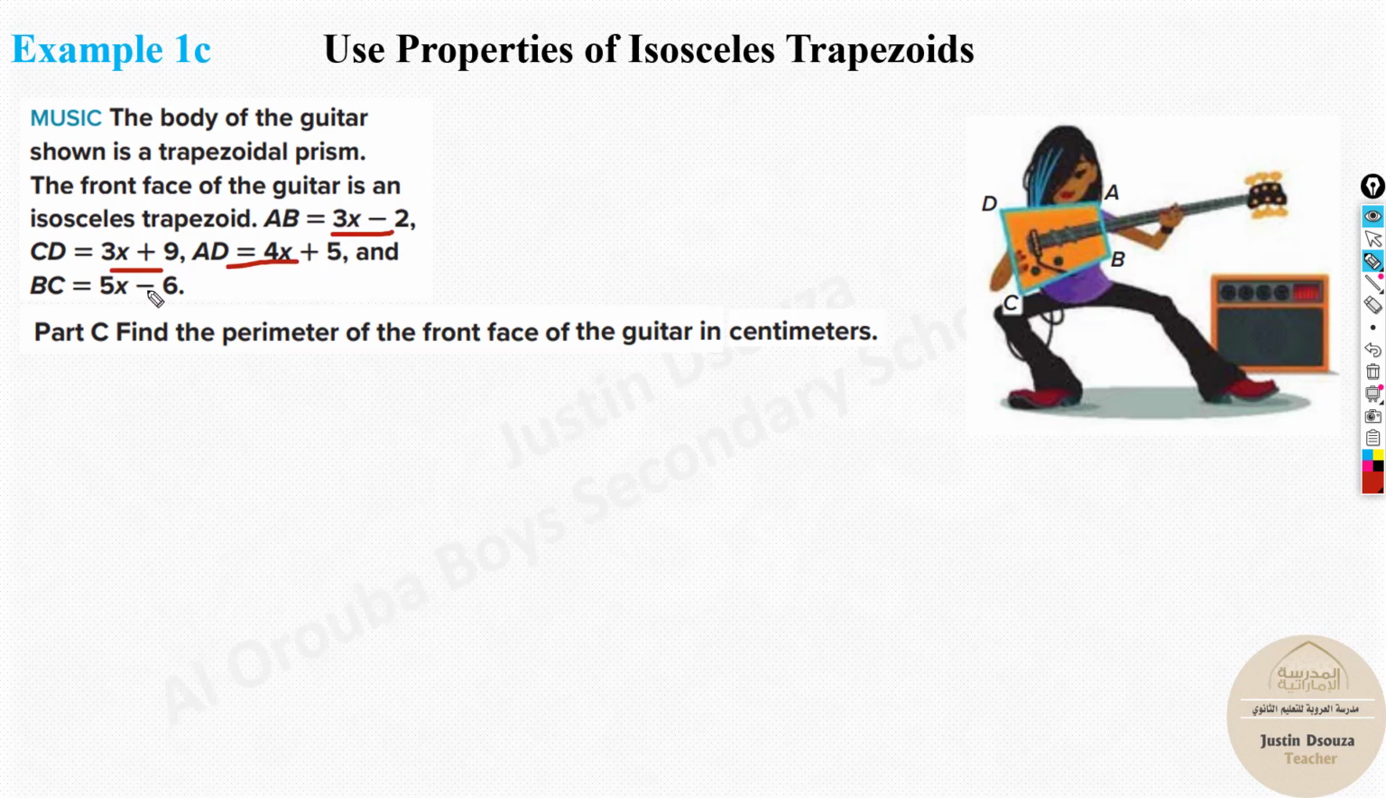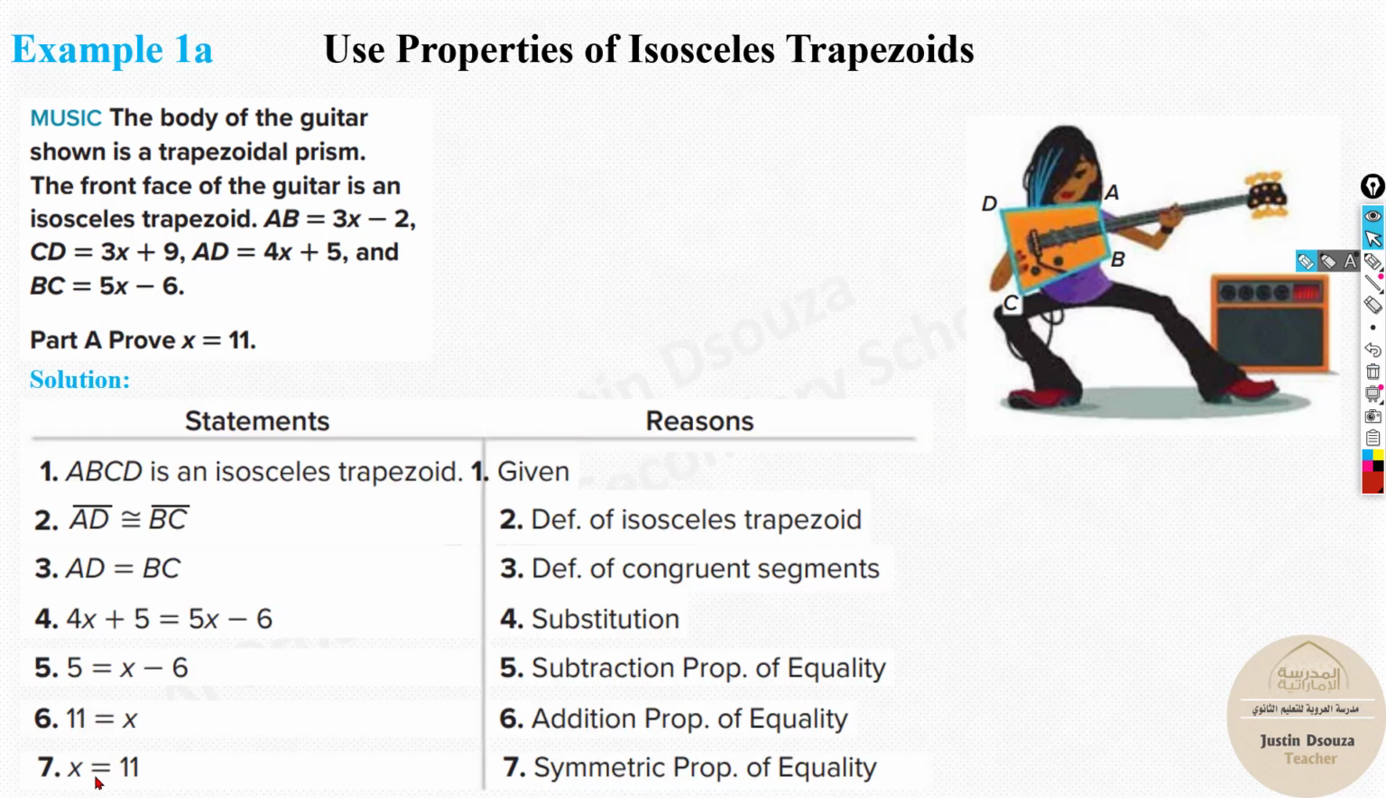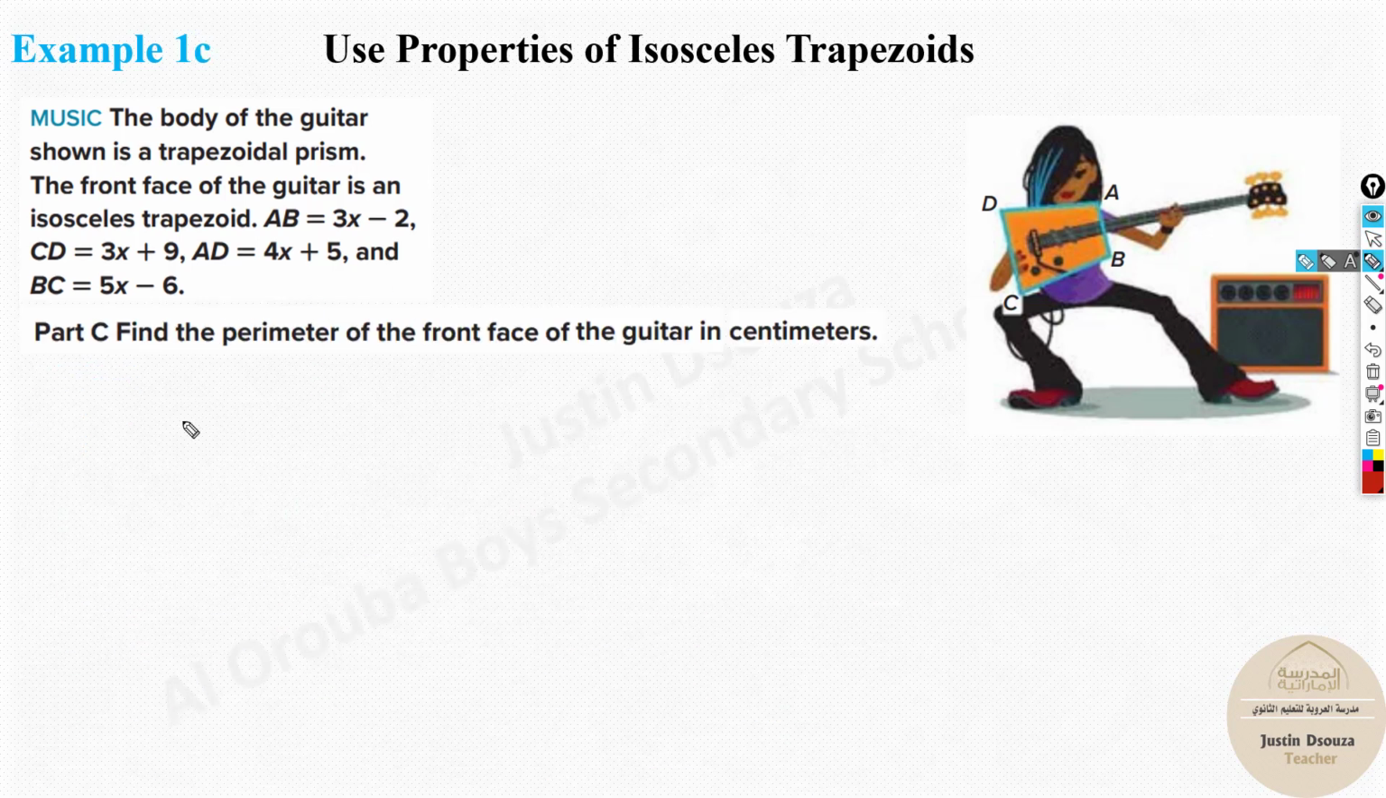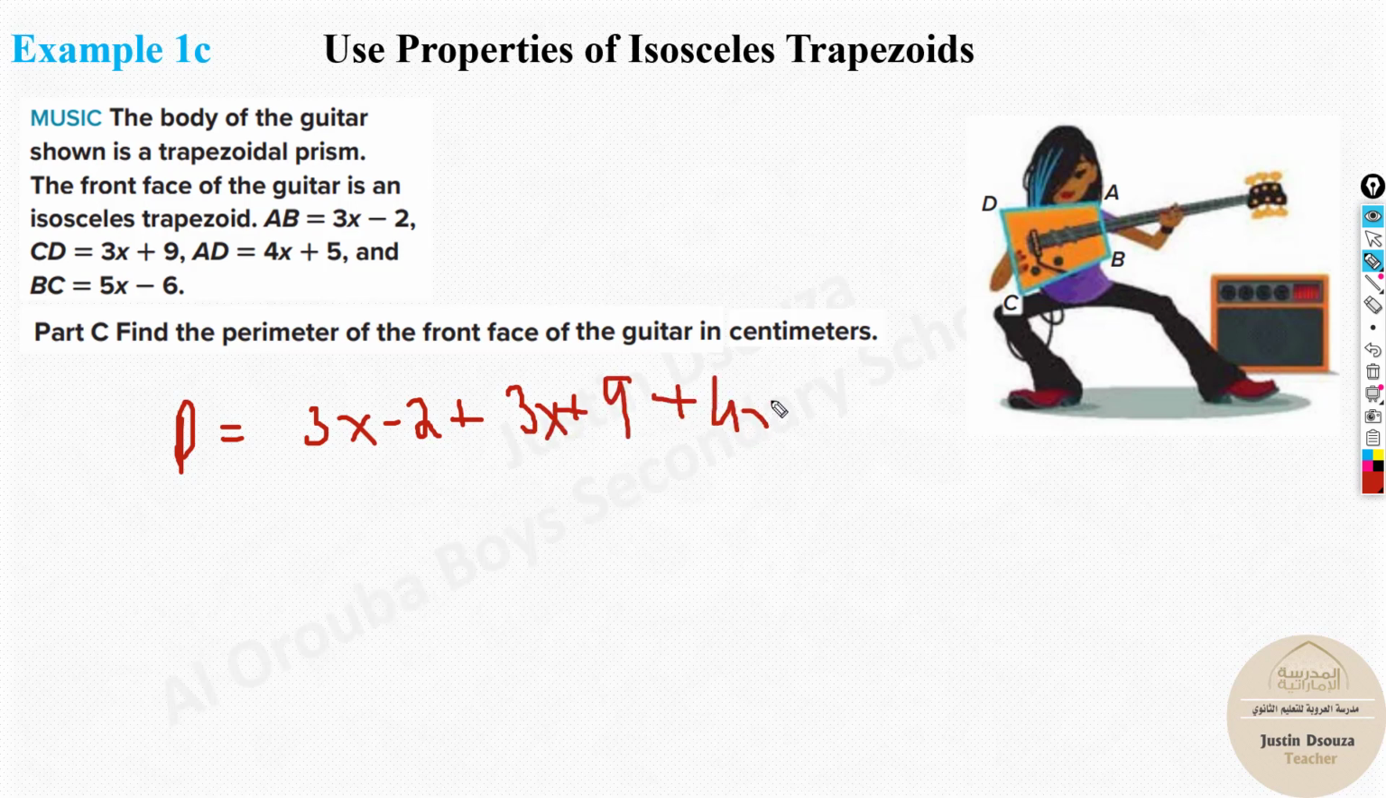All these sides are given, and you know the x value is 11 from part A. See, if we go back, what was the x value? Equal to 11. So substitute that. First of all, perimeter is equal to, add all this, 3x minus 12 plus 3x plus 9 plus 4x plus 5, and lastly we have plus 5x minus 6.